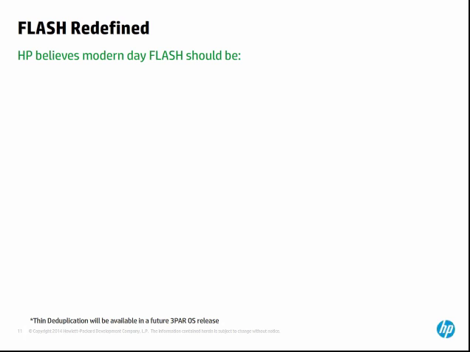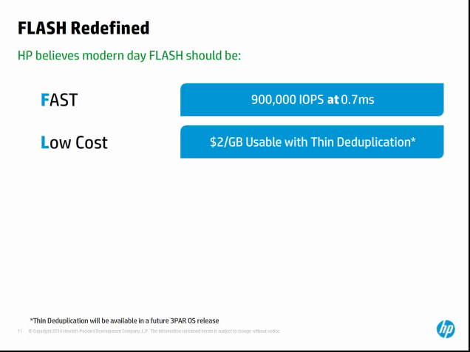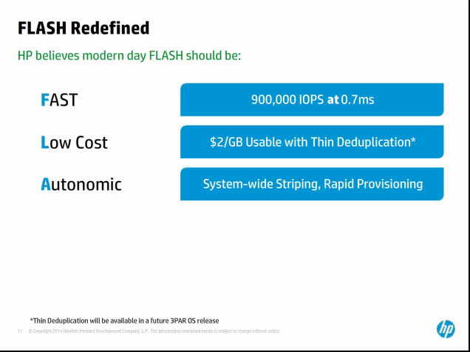So with that, we're actually going to redefine what flash traditionally means within the enterprise. So we believe that modern-day flash should obviously be very, very fast. With the 7450 platform, as I've mentioned, we can do close to 1 million IOPS, 900,000 IOPS at less than 0.7 milliseconds. So it's definitely fast. It should be low cost. You should be able to achieve flash storage at a cost very similar, if not equal to, high-performance spinning disk media. And we have that today at approximately $2 a gigabyte.